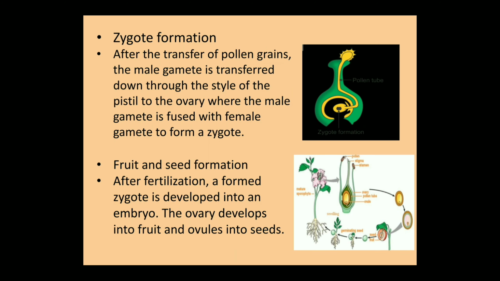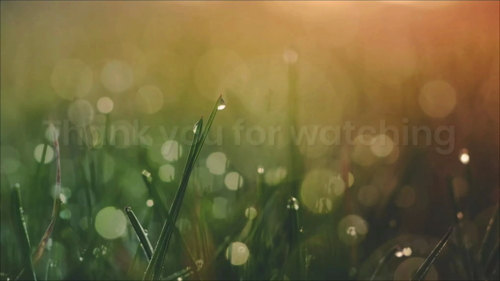Zygote formation: after the transfer of pollen grains, the male gamete is transferred down through the style of the pistil to the ovary, where the male gamete is fused with the female gamete to form a zygote. Fruit and seed formation: after fertilization, the formed zygote is developed into an embryo. The ovary develops into fruit and ovules into seeds.